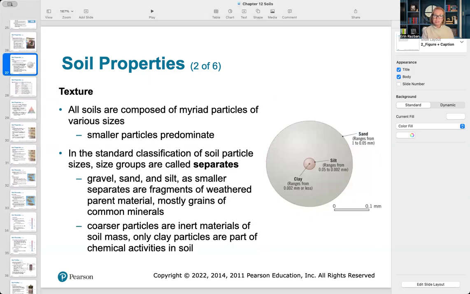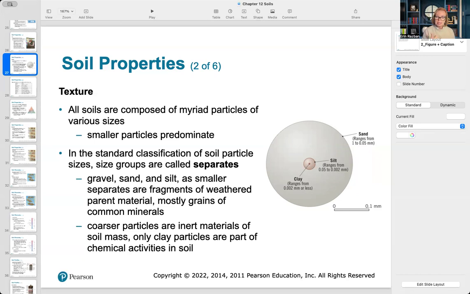Okay, so soil properties and the texture of soil. No soil is made up of perfectly uniform particles. Texture is all about the relative amounts of different particle sizes that we call separates. Now we have three principal types: sand, silt, and clay.